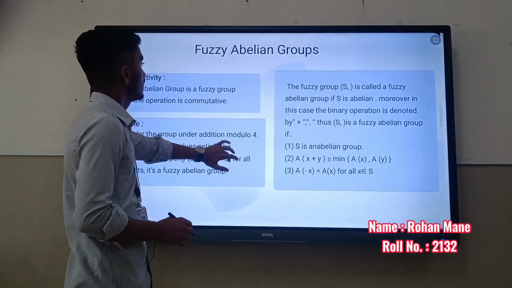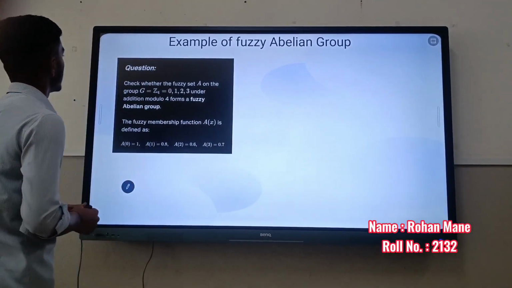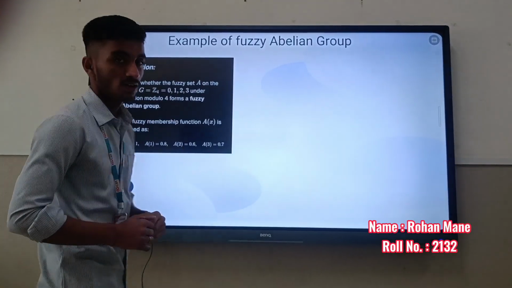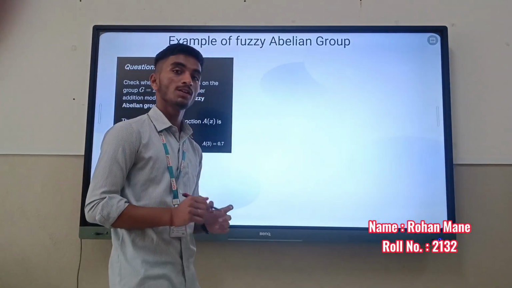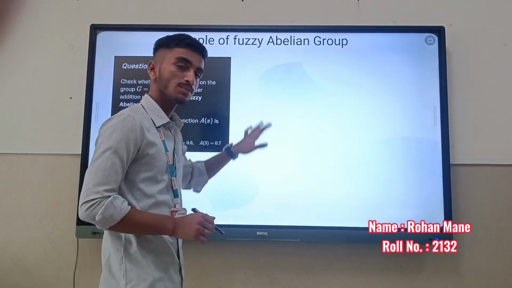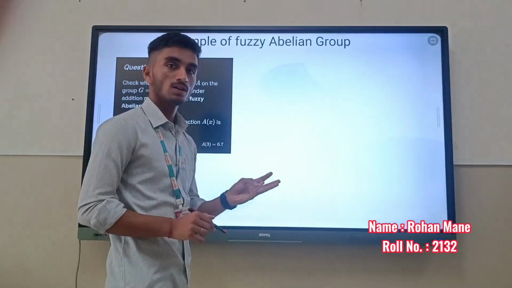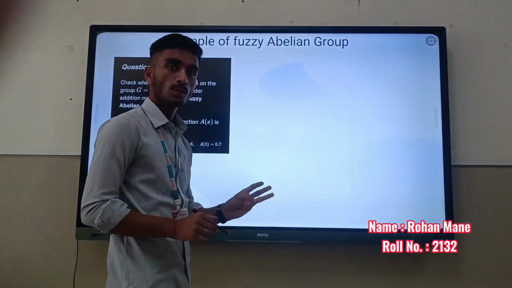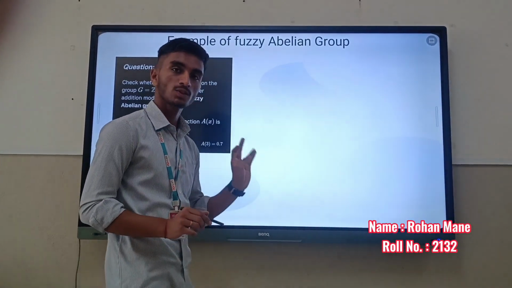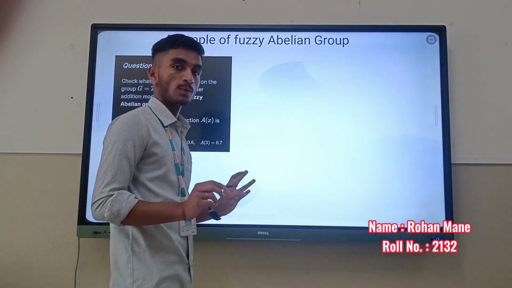So let's see one example of a fuzzy abelian group. This is the same example, plus we need to check for the commutative property. We will follow the same process for a fuzzy abelian group. We should satisfy the closure property, the inverse property, as well as the commutative property. So let's see the commutative property first.